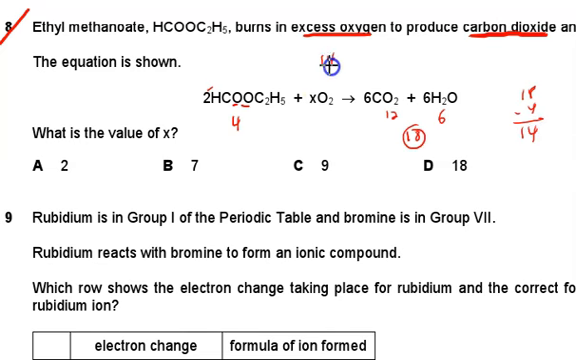So if it is 14, here we have 2. So the best answer here will be 7, because 7 times 2 you are getting 14. Remember, the number of atoms before and after must be the same. Now let us look at number 9.